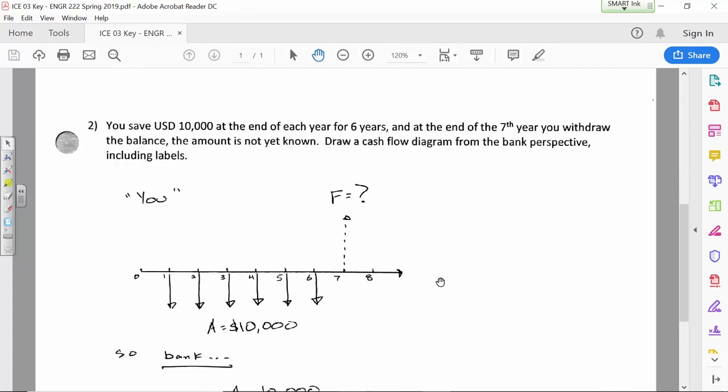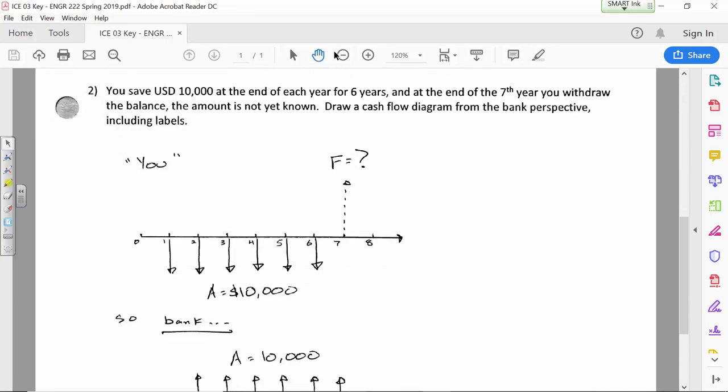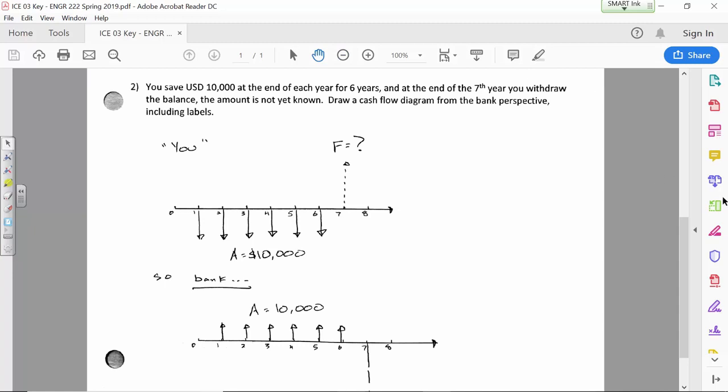Okay, let's look at problem 2. Now, this one could be a trick question if you don't catch that it says, draw a cash flow diagram from the bank perspective. So I started off by drawing it from my perspective, and then the bank's perspective is going to be the inverse of that, or the mirror image.